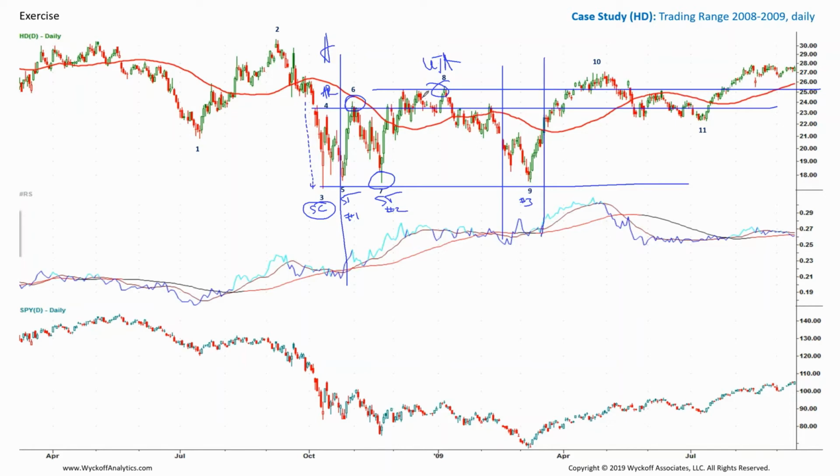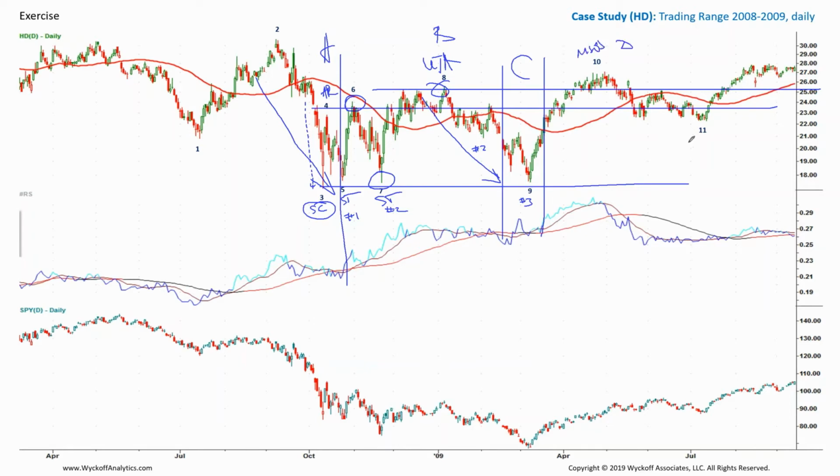Second point of fear. Look at how the price goes down. Look at how the price was going down into point number 3. So the same magnitude reactions. Second point of fear. Phase C. So therefore, everything in between A and C is B. So therefore, 10 is D. So that's phase D. Yes, major sign of strength.